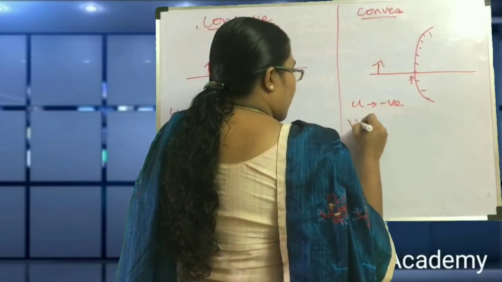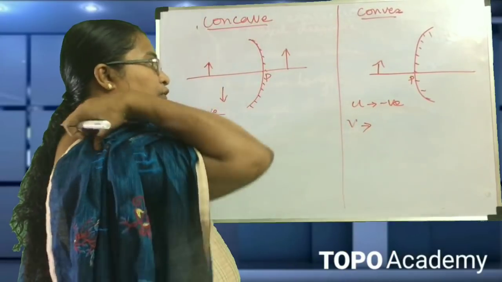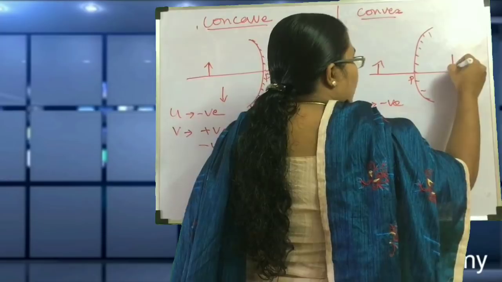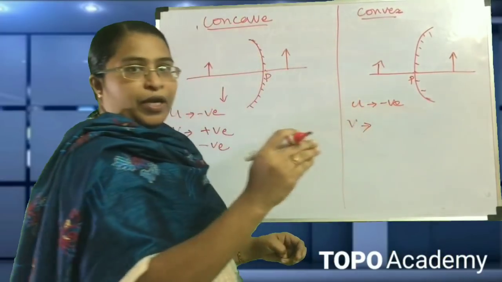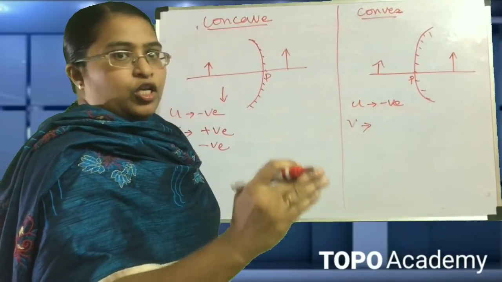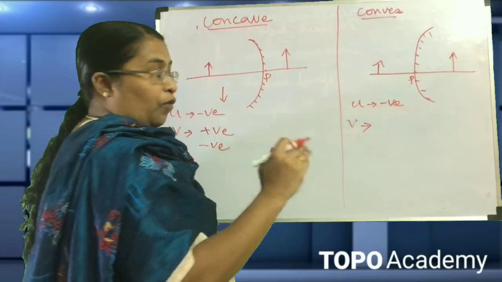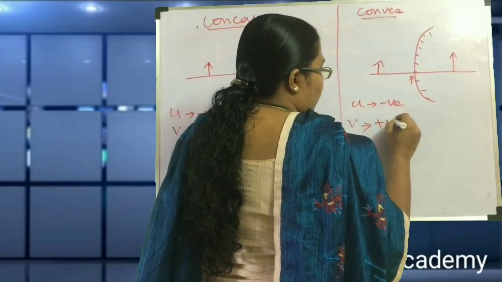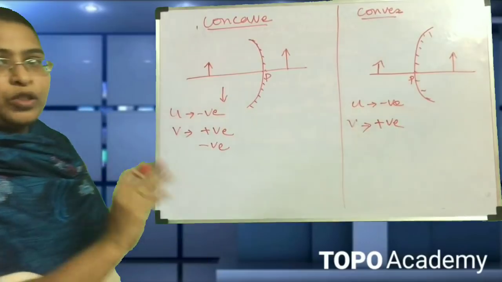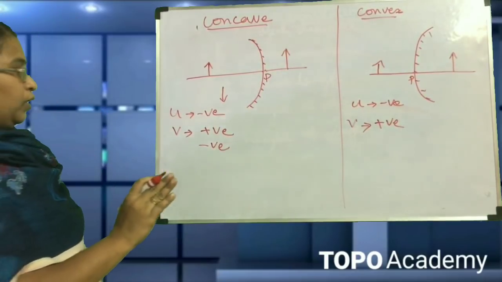This is in case of convex mirror. In case of convex mirror, we know that in all the cases we are getting an image behind the mirror, or on the right hand side of the mirror. So in all the cases of convex mirror, the value of V is positive.